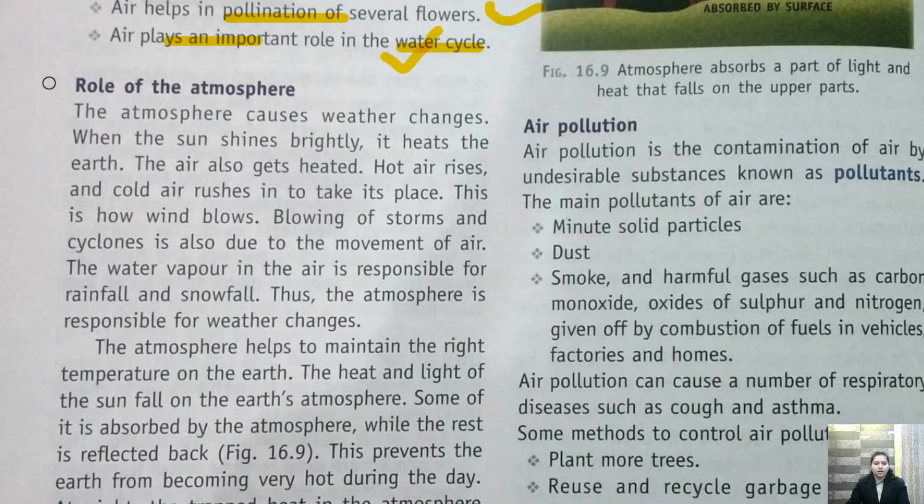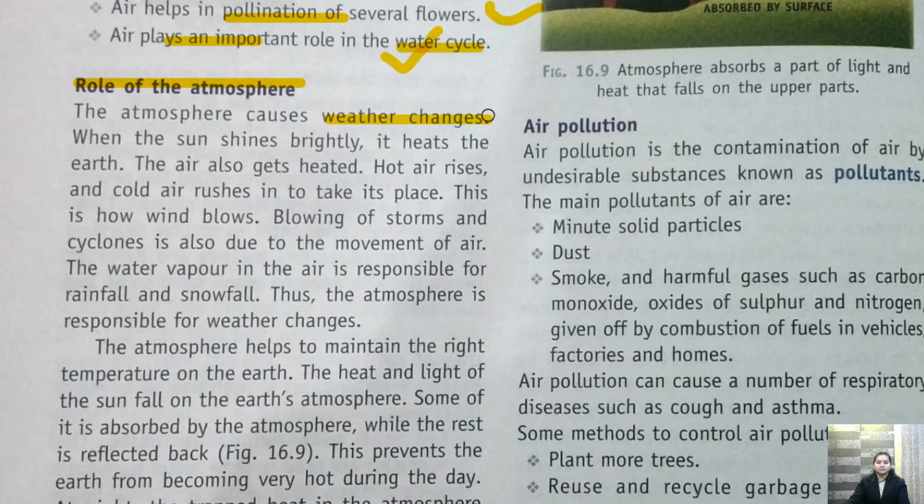Now, children, coming on to the role of atmosphere. Atmosphere का क्या role है? First thing we know, what is atmosphere? Atmosphere is a blanket around the earth. So it protects the earth from harmful rays. First very important thing, it protects the earth from harmful rays. Second is, it helps in weather change. Weather change में ये कैसे help करता है?